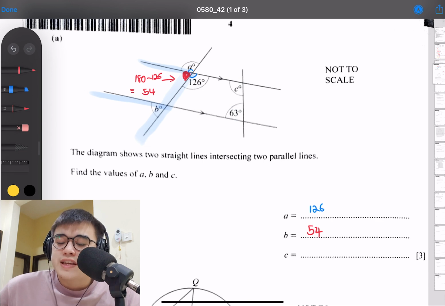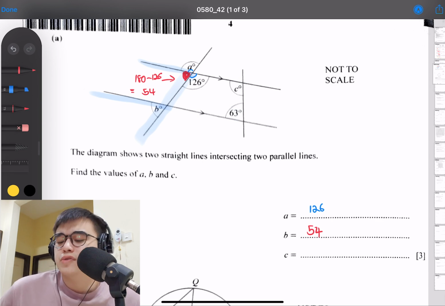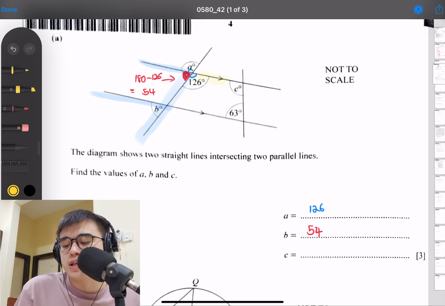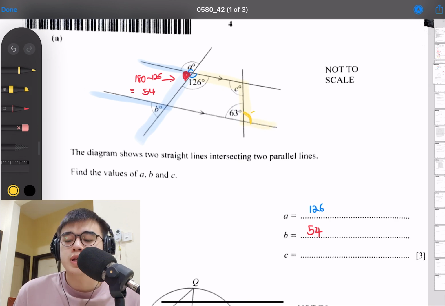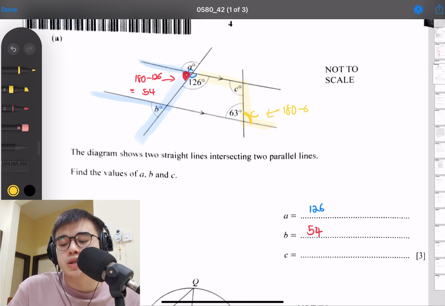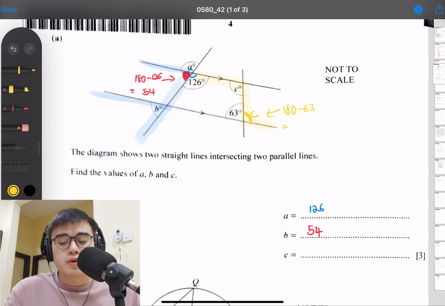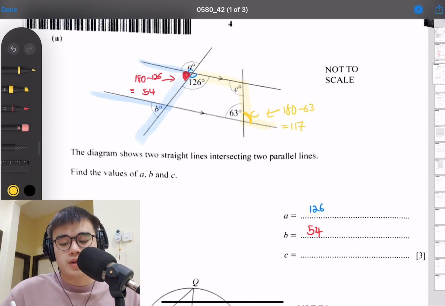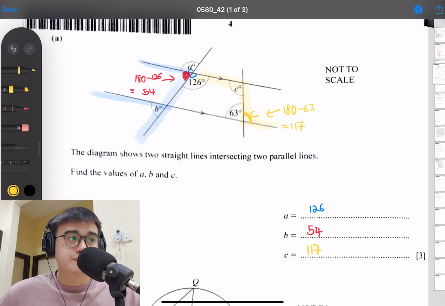So for part C, however, to get to the answer, I should be noticing this. This is actually our alternate angle, where it involves a C shape, so the C will be transferred to here. To identify C, all you need to do is take 180 minus 63. So you will get your answer as 117, I think. Yep, 117 will be your final answer for C here.